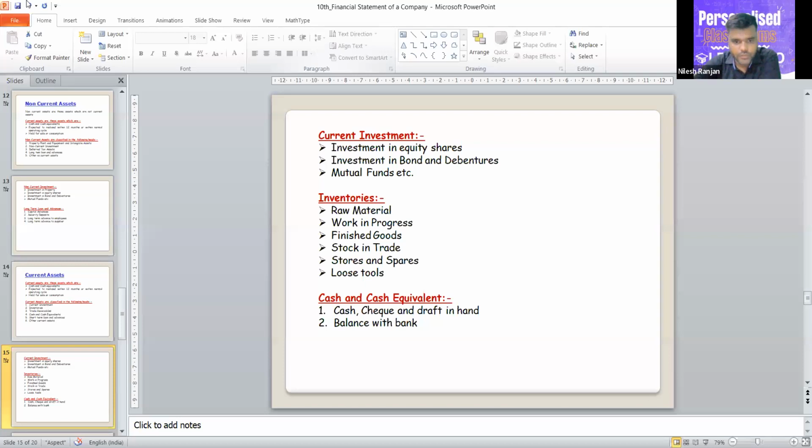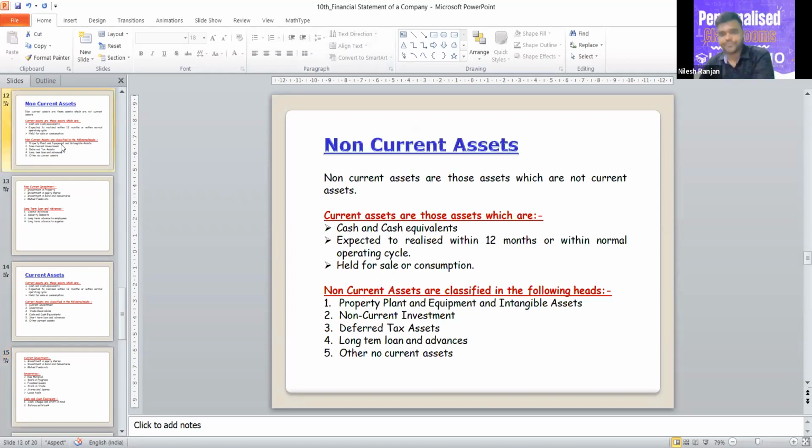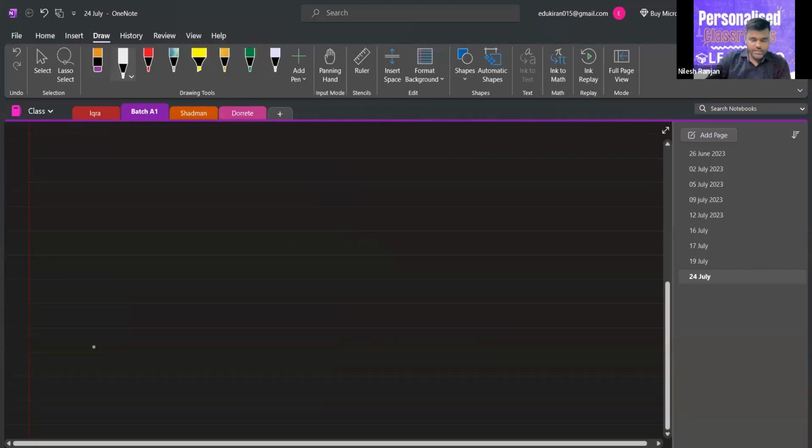Okay, sir. And cash and cash equivalents: cash, cheque, and draft in hand, and balance with the bank. So these are your current assets. Now we will understand the non-current assets. Actually, the definition of non-current assets is given in terms of current assets, that's why we understood the current assets first. Now, non-current assets: there are five items you can see, including property, plant and equipment, and intangible assets. We have discussed this, but there is some explanation.